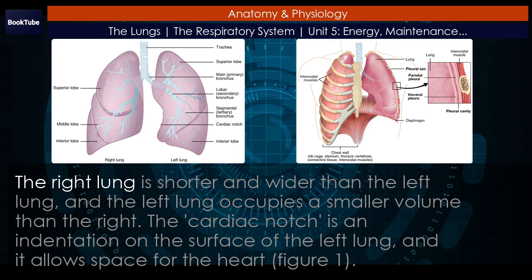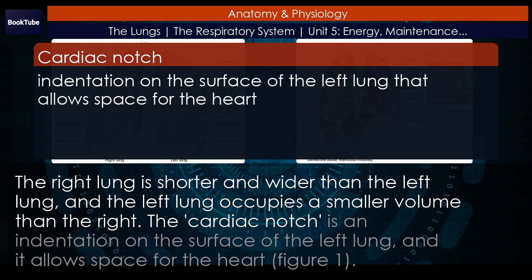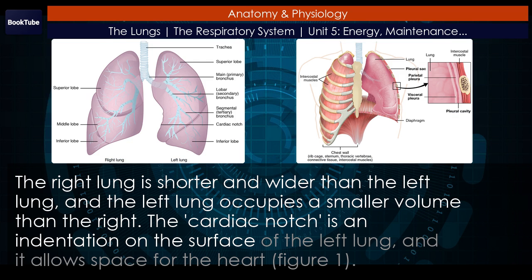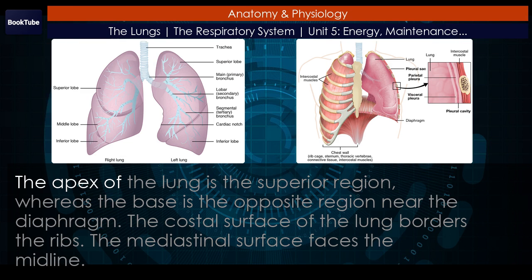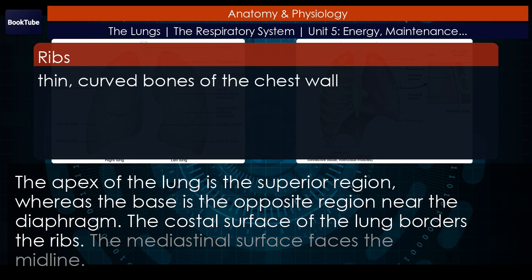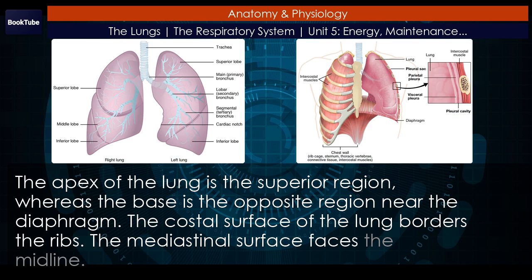The right lung is shorter and wider than the left lung, and the left lung occupies a smaller volume than the right. The cardiac notch is an indentation on the surface of the left lung, and it allows space for the heart. Figure 1. The apex of the lung is the superior region, whereas the base is the opposite region near the diaphragm. The costal surface of the lung borders the ribs. The mediastinal surface faces the midline.